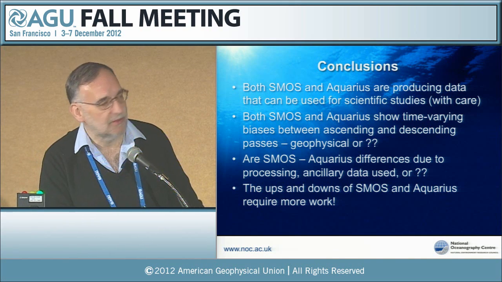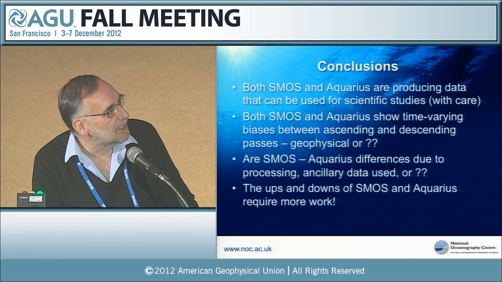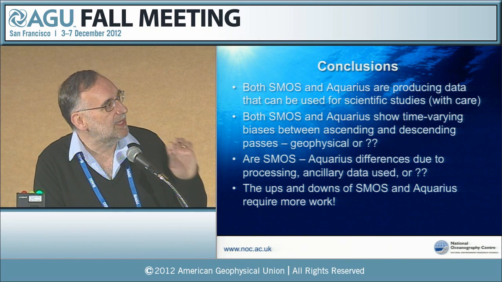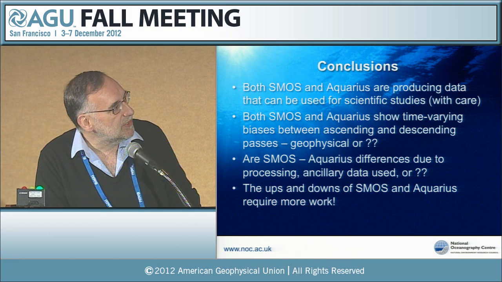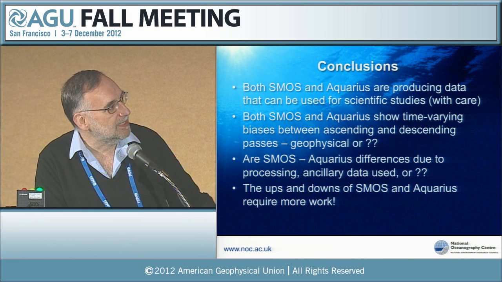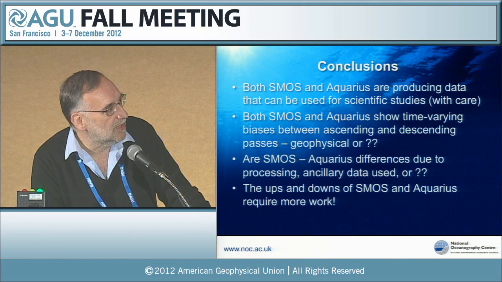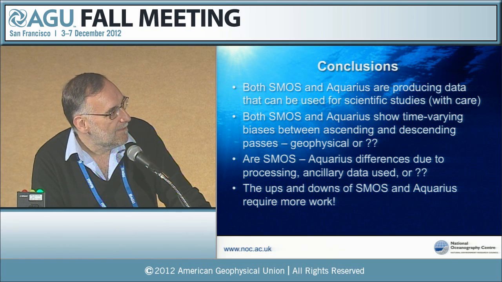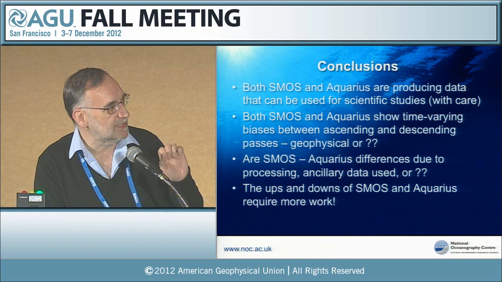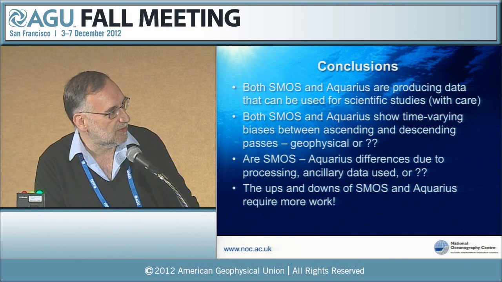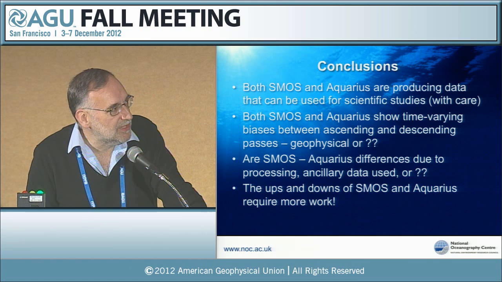So, to conclude, I got through that rather quickly. Both SMOS and Aquarius are producing useful data, and I think these can now be used for scientific studies with care, bearing in mind some of the issues that still remain. Both SMOS and Aquarius show time-varying biases between ascending and descending passes, some of which is probably geophysical, but there could be other issues to do with processing, which we can't quite work out at the moment. And the SMOS and Aquarius differences that we see may be due to the processing, the ancillary data being used, or some other factors we're not sure about. So our conclusion is that we still need to do more work on this, and I'd like to finish at that point. Thank you very much.